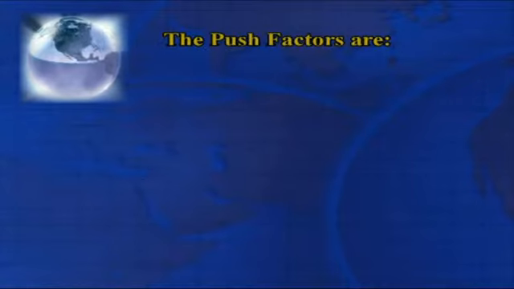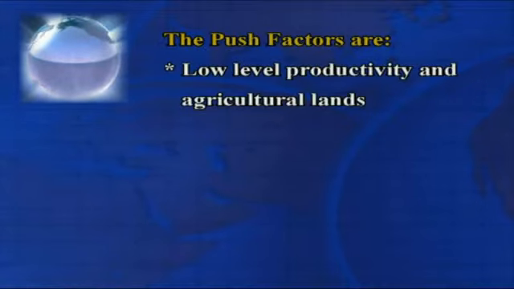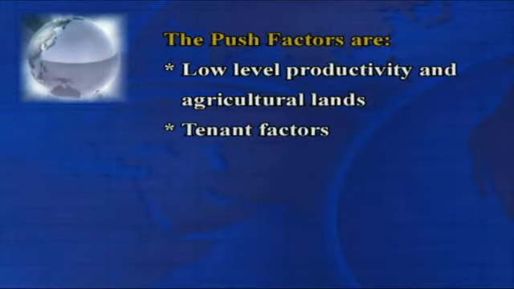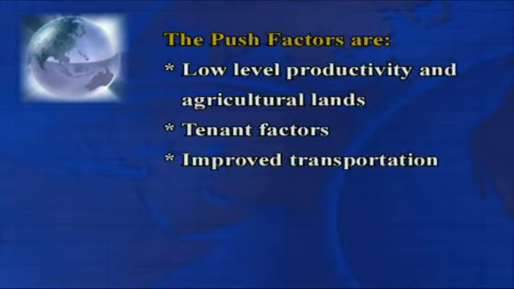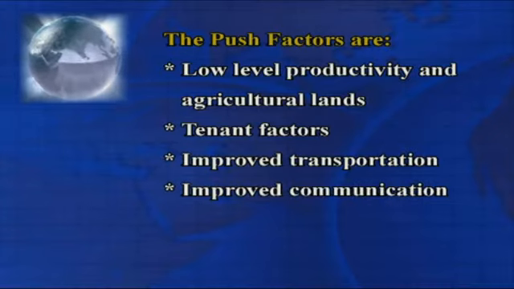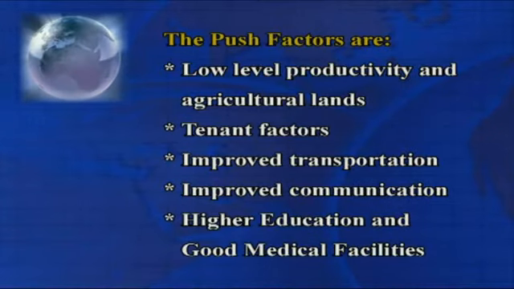The push factors of migration are low productivity of agricultural lands, tenant factors, improved transportation, improved communication, higher education and good medical facilities, fragmentation of agricultural holdings, recurring failure of monsoons, frequent droughts, crop failures and uncertainty of markets, which are considered to be the causes of migration. Urbanization is increasing in both developed and developing countries today.